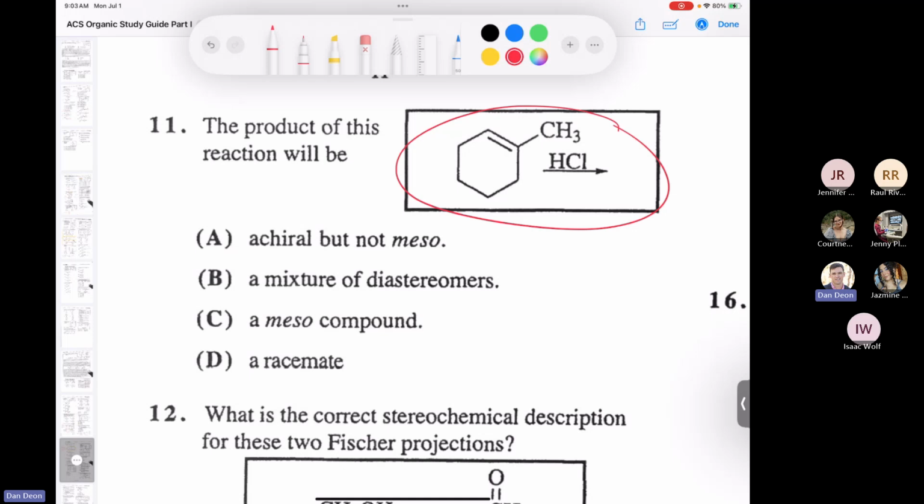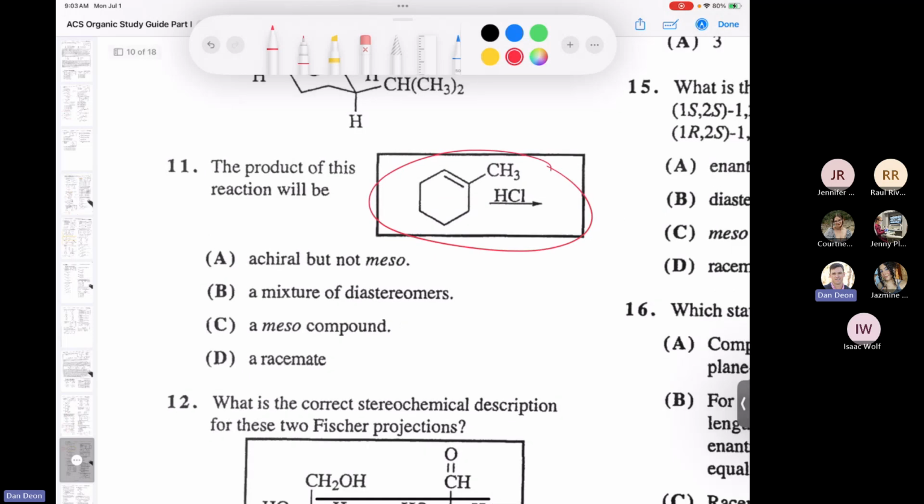Right, Jennifer? It's Markovnikov addition. And so I don't even need to draw a mechanism for this. You can if you want to, but like Jennifer said, it's Markovnikov addition. The rich are going to get richer, so you're going to end up with this compound. Now, is this a chiral compound? Yes or no? And it's not a trick.